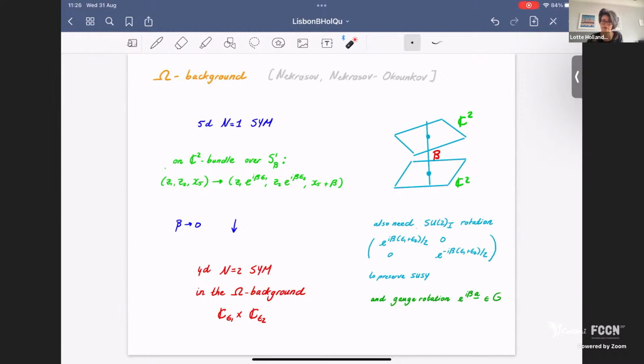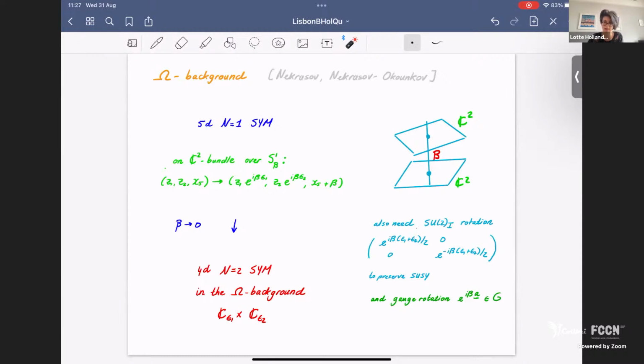Then to make this a supersymmetric background, you also need to rotate the internal R-symmetry SU(2). And we also want to take a gauge rotation when going around the circle. With these ingredients, you can write down an index. The partition function of this 5-dimensional theory can be reduced to some supersymmetric quantum mechanics on the circle, and then it can be computed by a supersymmetric index.